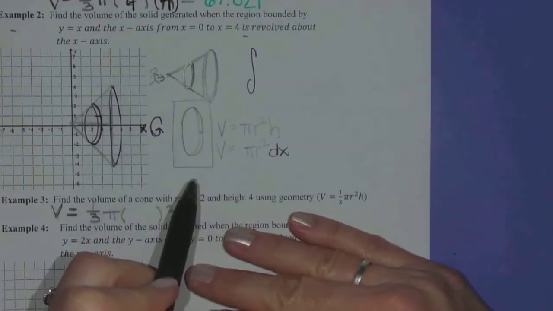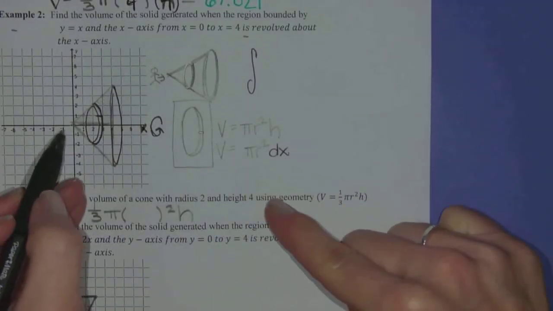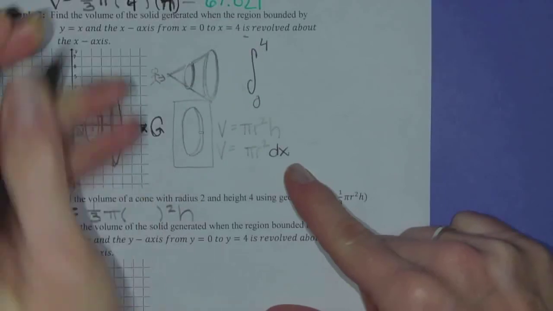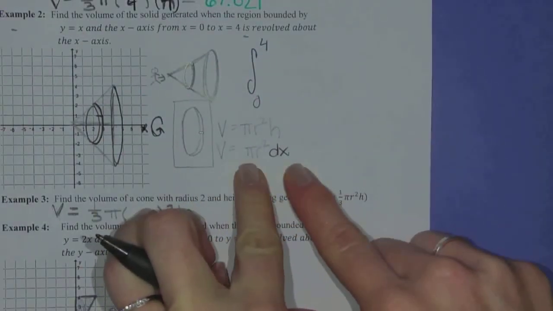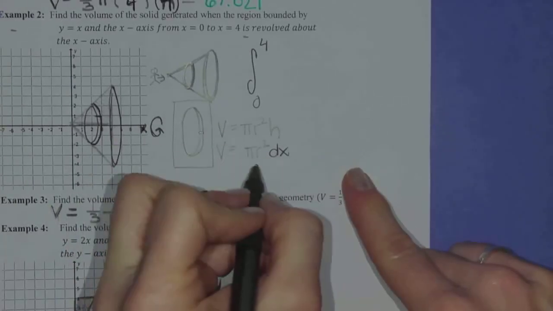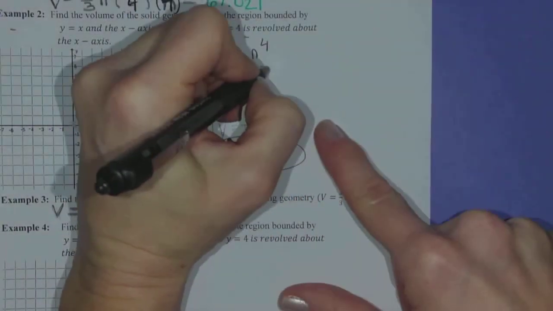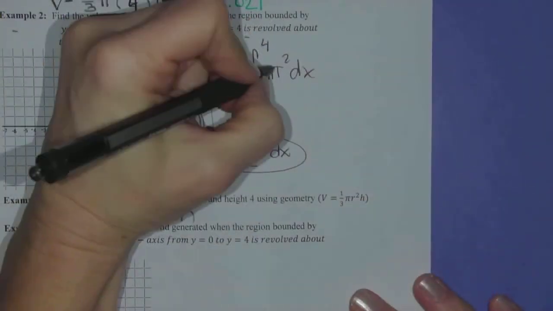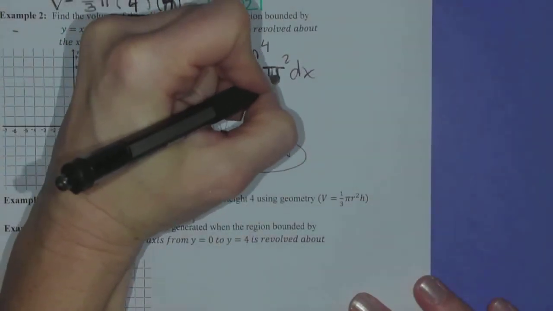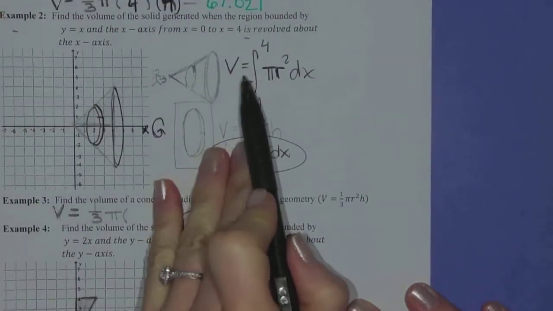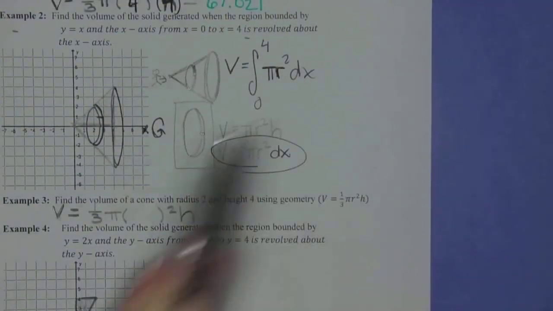So watch how easy this is. We're going to integrate from 0 to 4. Each disc has volume right here, so I'm going to bring this up: pi r squared dx. There's separation there. That's pi r squared dx. And this is going to give us our total volume because we're summing up a bunch of little volumes.